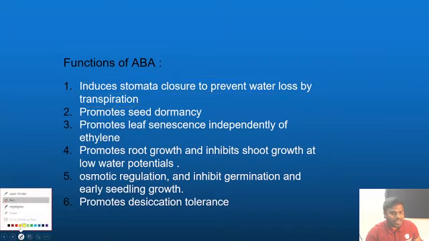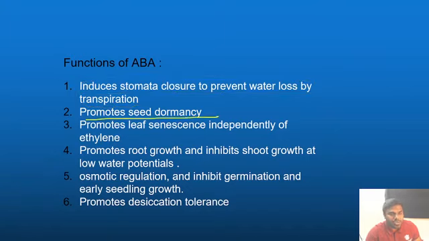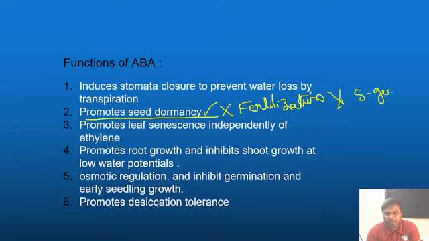Abscisic acid is another important hormone that promotes seed dormancy. Every student has to listen to this important statement. Abscisic acid promotes seed dormancy. When abscisic acid promotes seed dormancy, there will be no fertilization. Fertilization never occurs. Whenever there is no fertilization, friends, there is no seed germination. Simple point: it promotes seed dormancy, which means no fertilization.